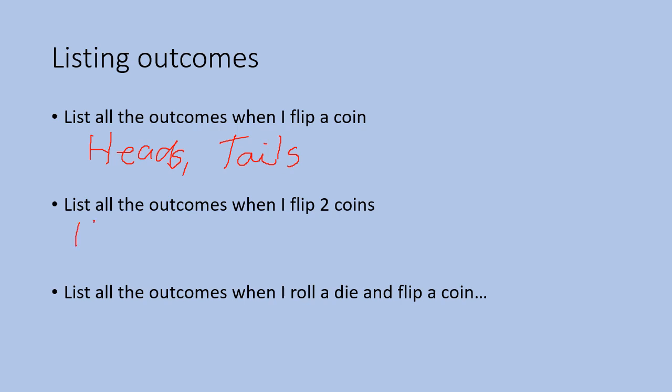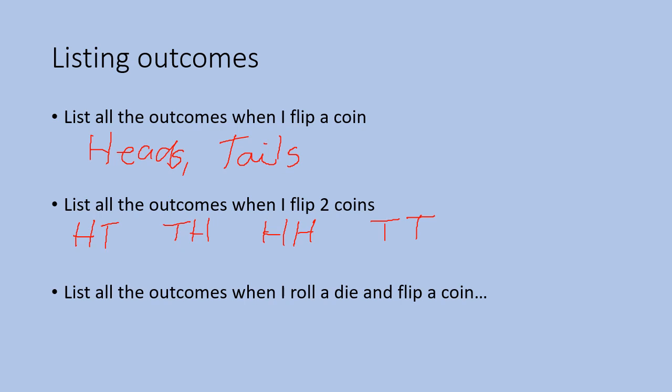Okay, so what about if we list all the outcomes when I flip two coins? Well, I could get a head and then a tails. I could get a tails, then a head. I could get a heads and then a heads. Or I could get tails, then tails. So there are four possible outcomes there. You could argue that two of those are the same, but let's stick with four separate ones.